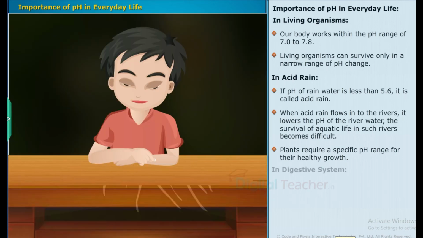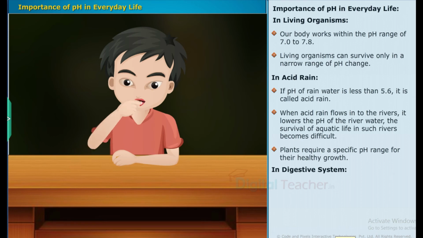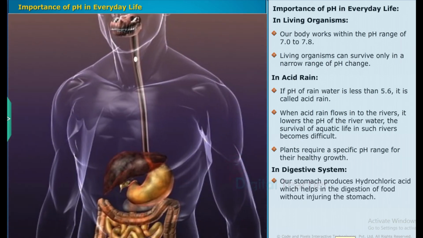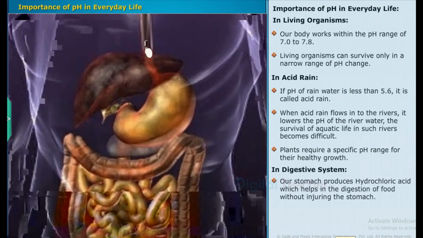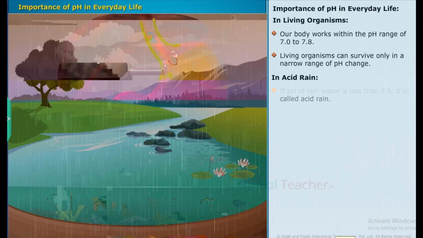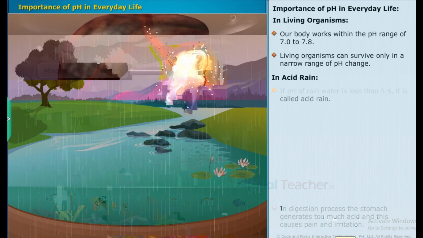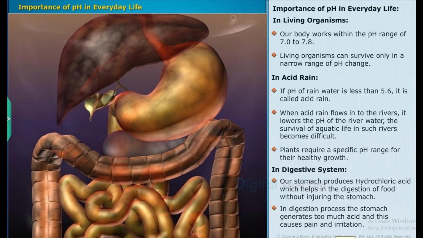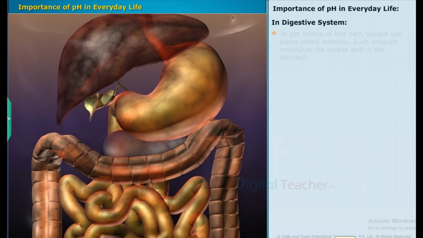In the digestive system, our stomach produces hydrochloric acid, which helps in the digestion of food without injuring the stomach. In the digestion process, the stomach sometimes generates too much acid, and this causes pain and irritation. To get relief from this pain, people use bases called antacids. Such antacids neutralize the excess acid in the stomach.